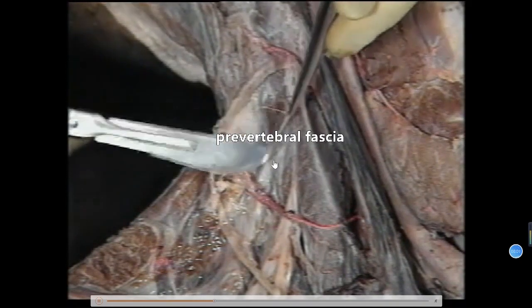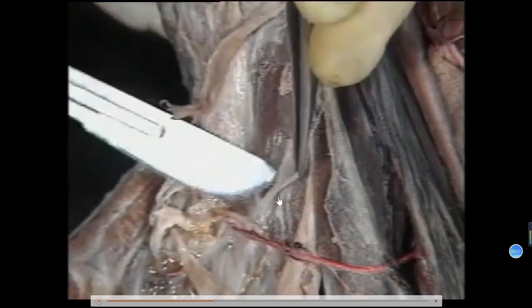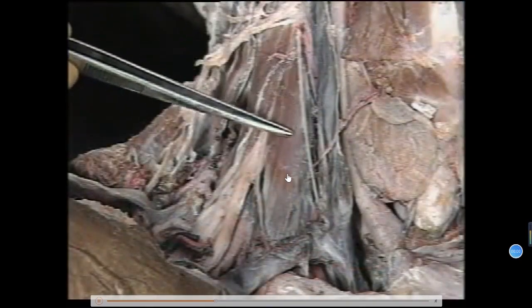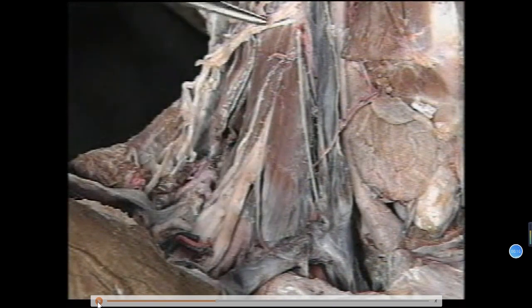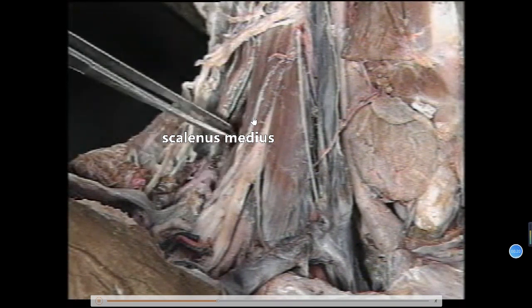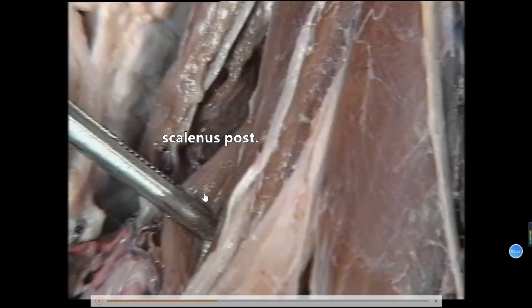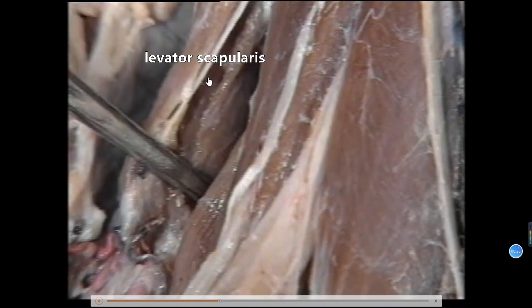Clean this fissure, prevertebral fissure. This is a deep layer of cervical fascia. This muscle is an important muscle. It's the scalenus anterior. Scalenus medius, scalenus posterior, and levator scapulae.